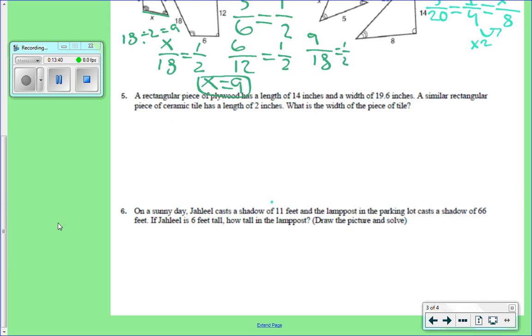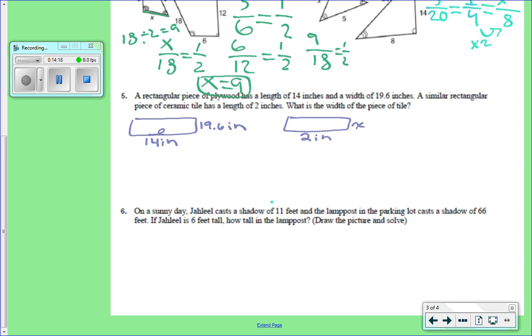If they don't have pictures, what are we going to do? Draw a picture. So we'll do number 5 together. We have a rectangular piece of plywood, has a length of 14 inches and a width of 19.6 inches. So draw your rectangle, and a length of 14 inches, and the width is 19.6 inches. I probably should have switched this. Okay, and we have a similar rectangular piece of ceramic tile, and the length is 2 inches, and the width is what we're trying to find.